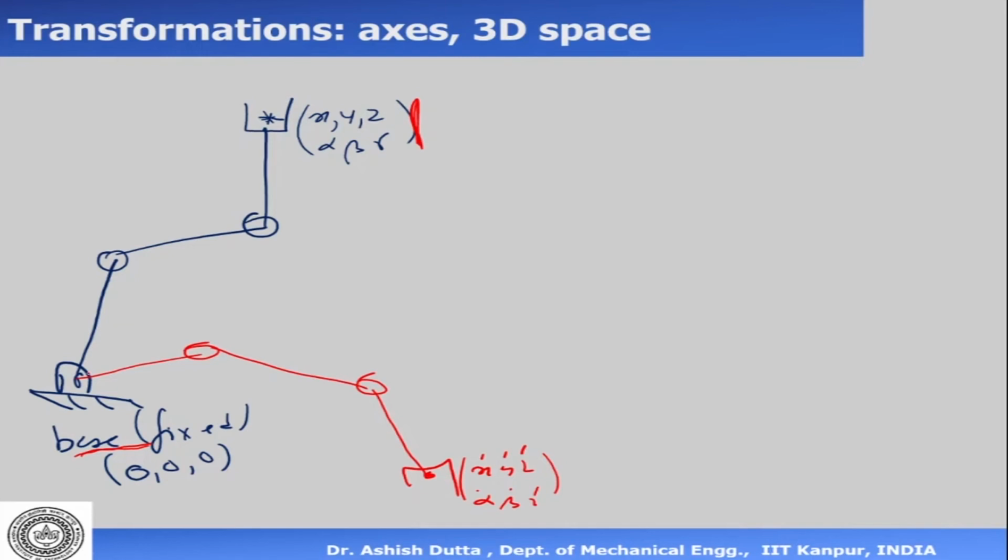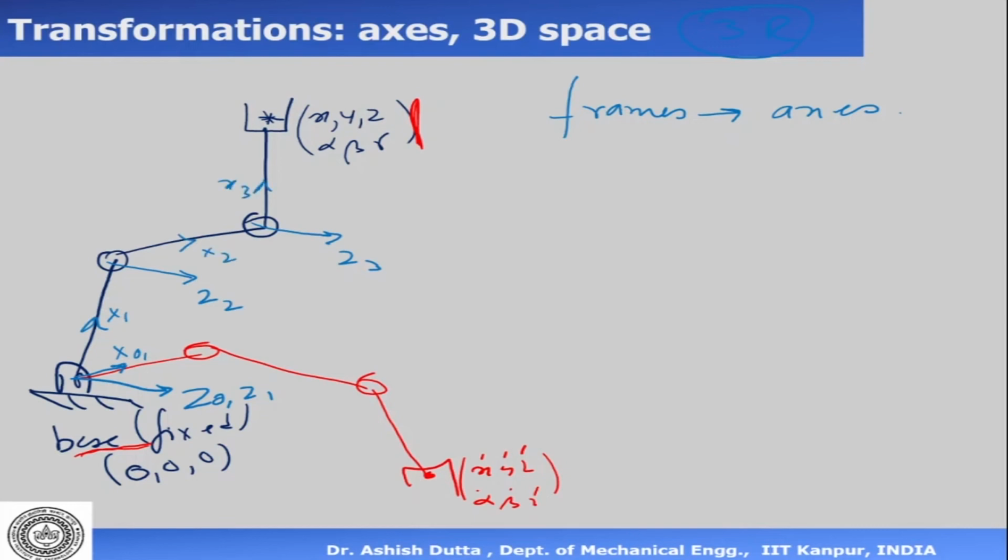So what we do is we assign frames, or what we call axes. I assign an axis here and call it Z0, and this is Z1, this is Z2, Z3. This example has 3 revolute joints. Then I can assign my x-axis. This is X0, X1 is here, X2 is there, X3 is there. Now I can assign one more axis here. Let's call this Z4, and this is X4.